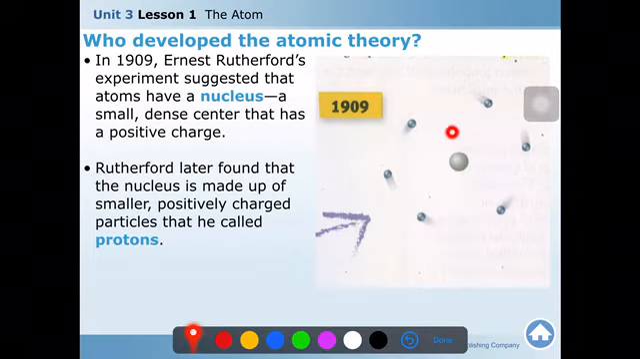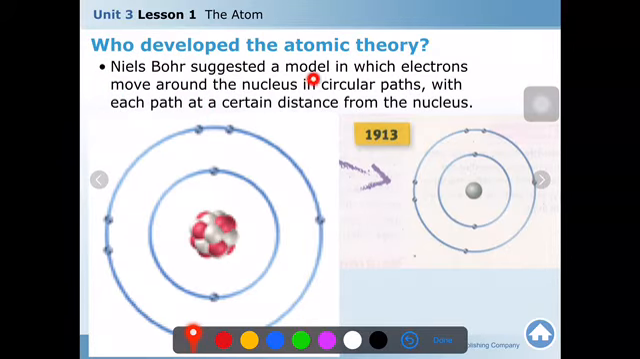Electrons are revolving around one nucleus, and there is a proton inside of that nucleus. Niels Bohr suggested a model in which electrons move around the nucleus in circular paths, with each path at a certain distance from the nucleus. You see, he suggested that the nucleus is in the center of the atom, and it is surrounded by the electrons.